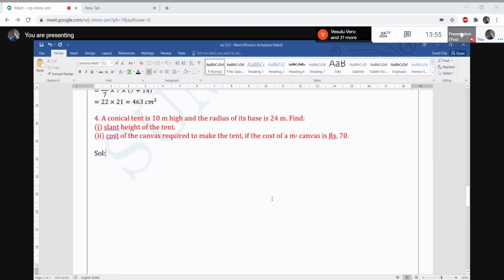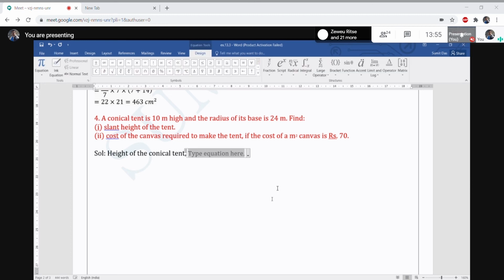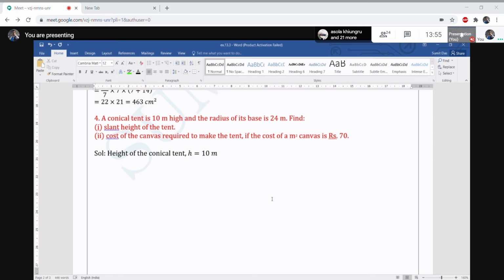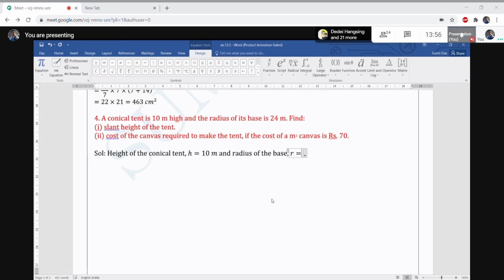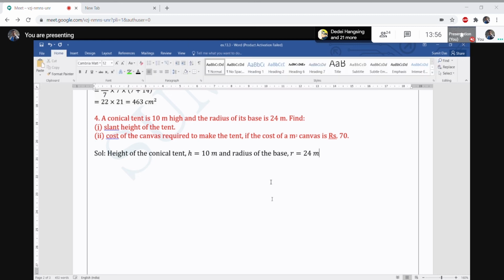Here given, height of the conical tent: h is given 10 meter, and radius of the base: r is given 24 meter. Okay, we have to find slant height.